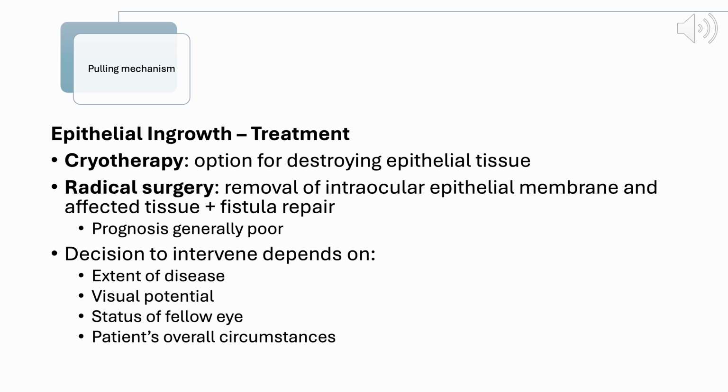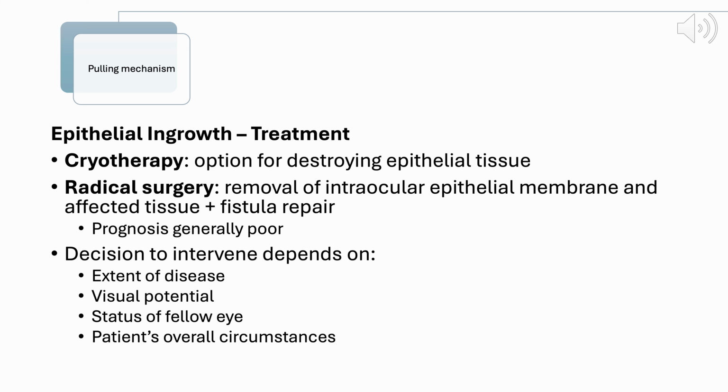Treatment of epithelial ingrowth is challenging, and unfortunately, the prognosis is generally poor once the process is established. One option is cryotherapy, which can be used to destroy epithelial tissue within the eye. More aggressive cases may require radical surgery, which involves removing the intraocular epithelial membrane along with any affected tissue, followed by fistula repair.